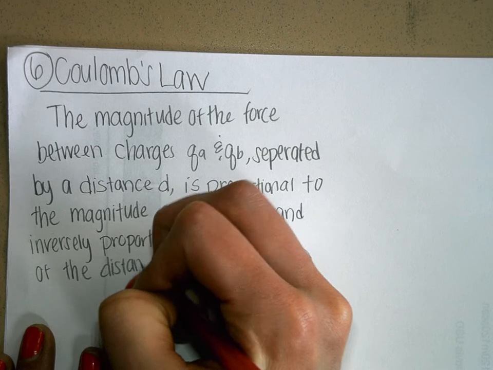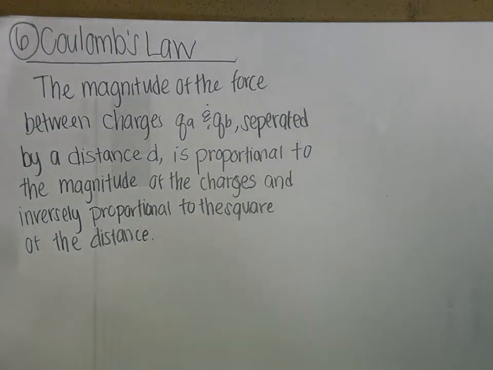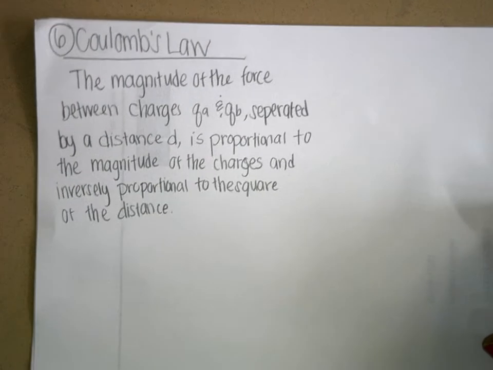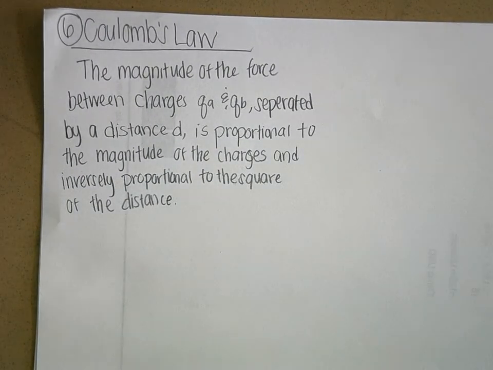So this definition might be kind of scary or really long sounding, but it's just a formal definition. It's actually pretty simple. So if you have two objects with mass, there's usually a force of attraction between them. So if you have two charges, we can use Coulomb's law to find the equation to find the electric force between them.